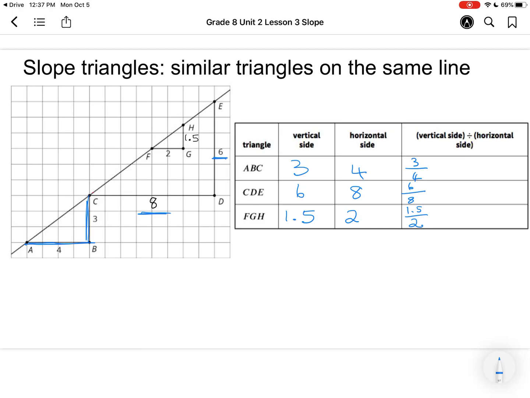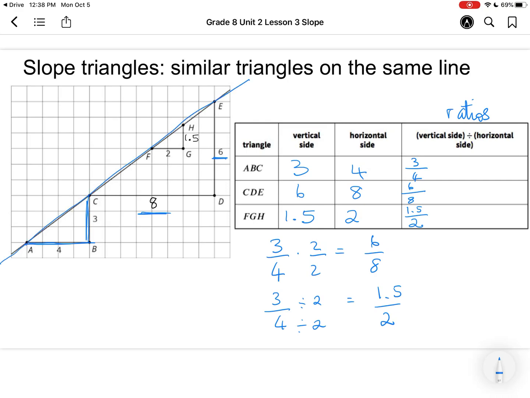And something to note about all of these 3 ratios here of vertical to horizontal is that these are all equivalent ratios. 3 over 4, if we were to multiply both of these by 2, we'd get 6 over 8, which we have in the second triangle. Or if we start again with 3 over 4 and divide each by 2, we'd get 1.5 over 2, which we have in FGH. So the slope is the same all along this sloping line. This slope is 3 over 4.